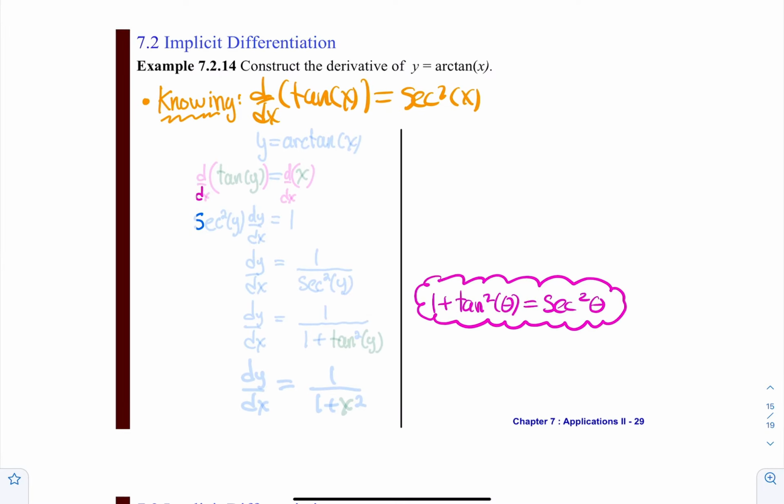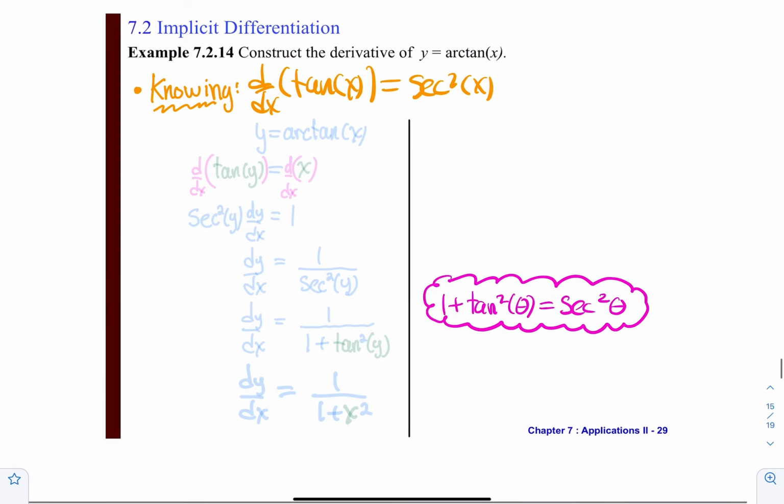So here we go. First, we start with our equation: y is equal to arctan x. The goal is to find the derivative of that formula. So first, you just reverse it, so you apply the tan on both sides.